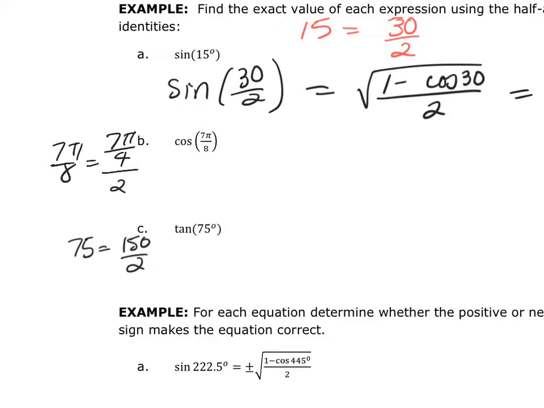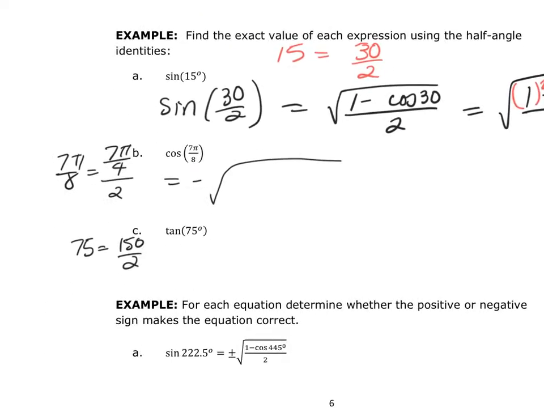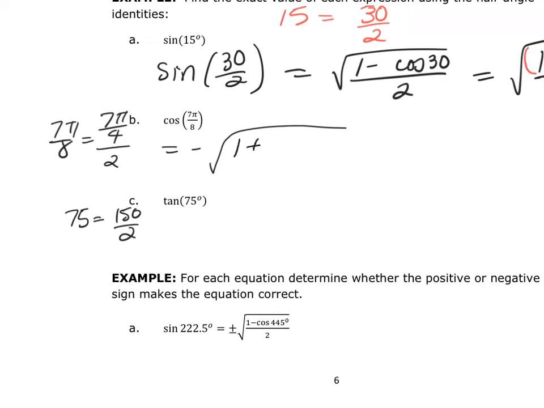Now, I know that this cosine is going to be a negative number, so I need to take the negative of that square root. I go back up to my formula, and cosine is going to be 1 plus the cosine. So it's going to be 1 plus the cosine of 7 pi over 4, all divided by 2. I'm using the negative again right here because 7 pi over 8 is in the second quadrant, so my answer needs to be negative.